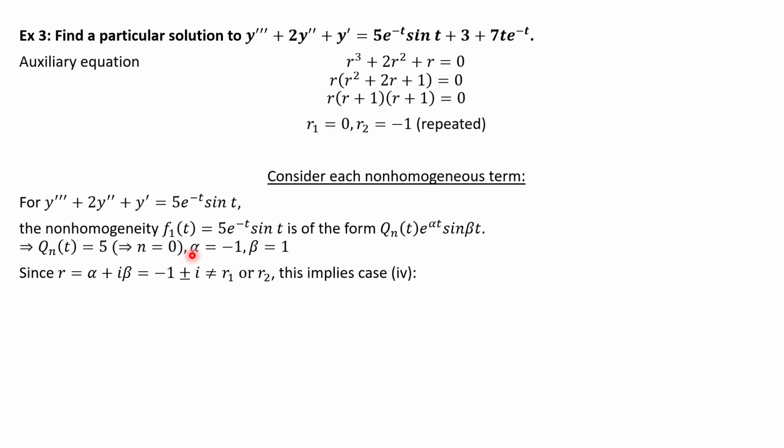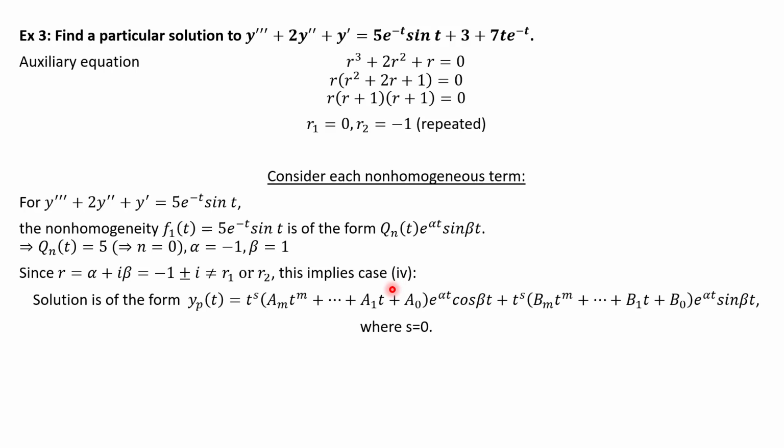So if we fill in our values, that's alpha, and technically you could say plus and minus i. And those roots, that r value here, does not match what we got from our auxiliary equation. It doesn't equal 0. It doesn't equal -1. And because it doesn't match, that's why we are going to pick case 4.